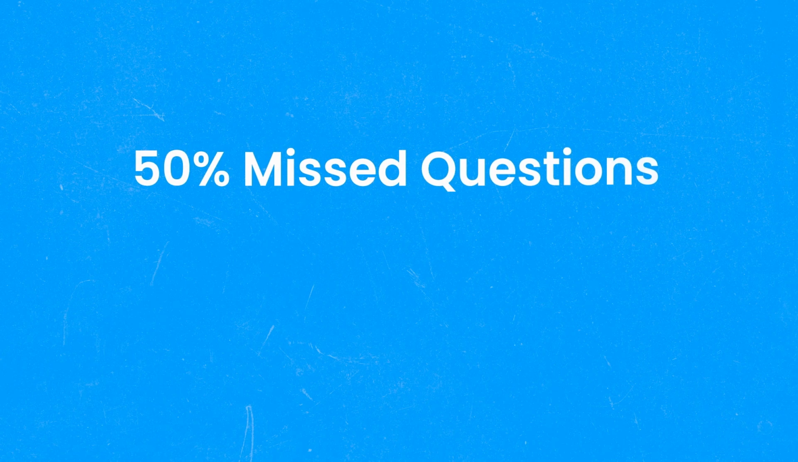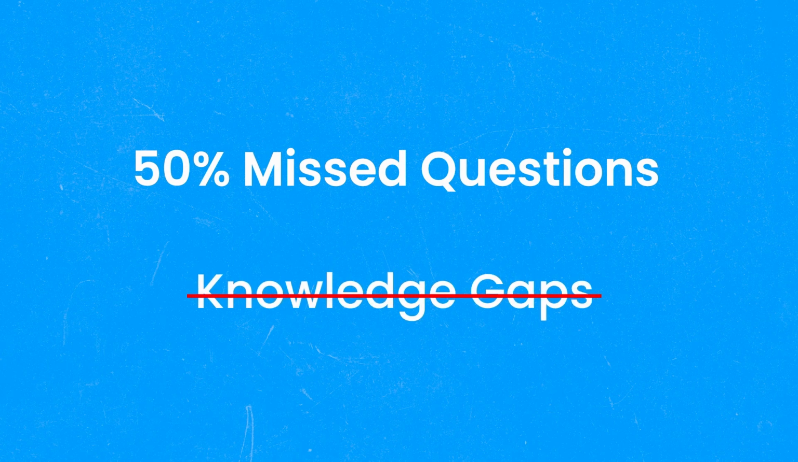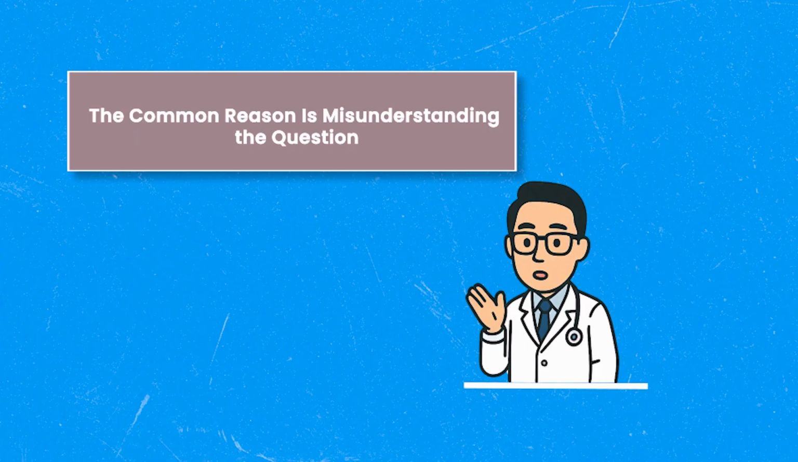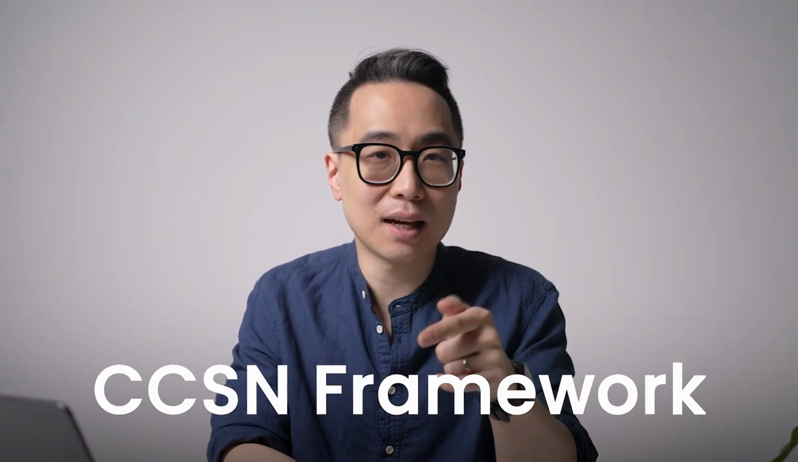50% of missed questions have nothing to do with a knowledge gap. You studied it, you knew it, but you still got it wrong. Why is that? The most common reason is that you didn't actually understand what the test writer was actually asking. This is where the CCSN framework comes in.